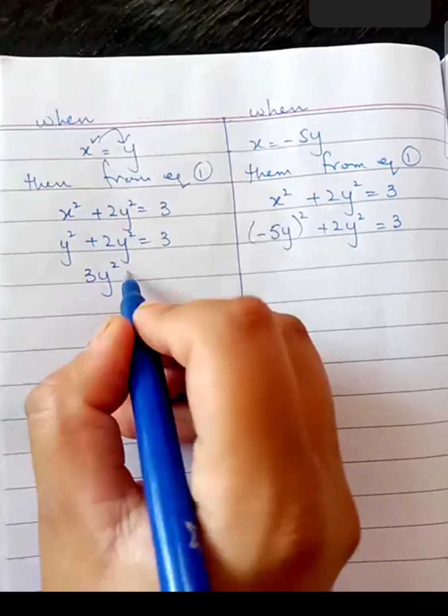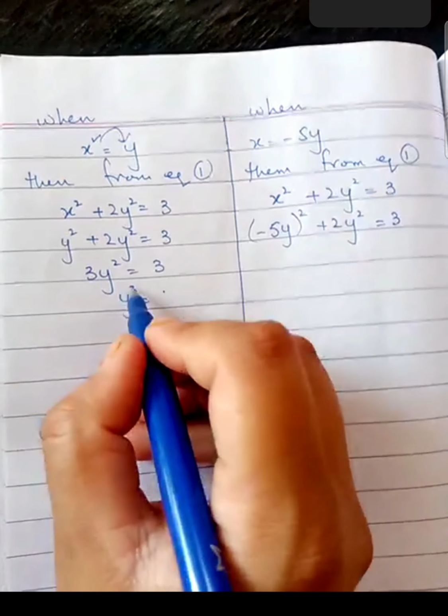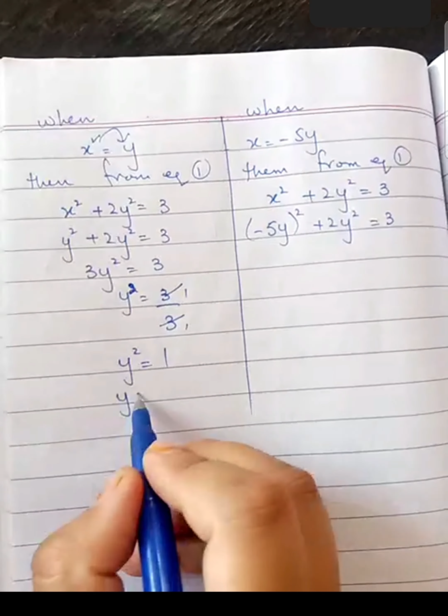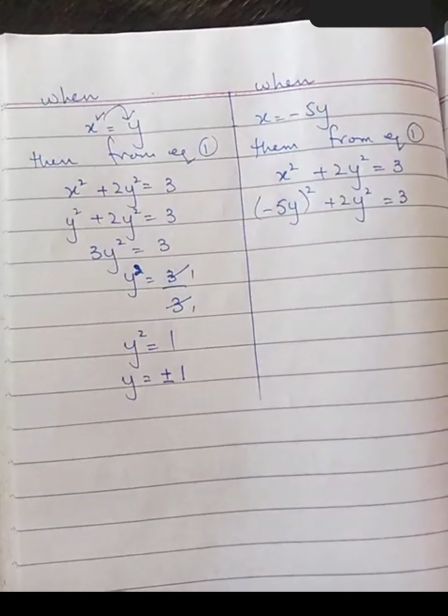It is 3y square is equals to 3, y square is equals to 3 by 3. Here this 3 will be cancelled out by 3, y square is equals to 1, and answer for y is plus minus 1. Is it clear? Yes, ma'am.